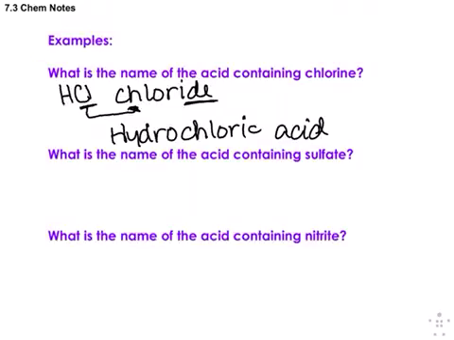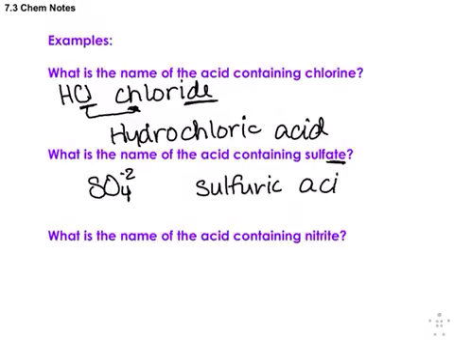All right, the second one. What is the name of the acid containing sulfate? Sulfate is one of your polyatomics, SO4 2 minus. So it ends in ATE. What is the rule here? Ic. So sulfuric acid. The ic and then the word acid also gets added.